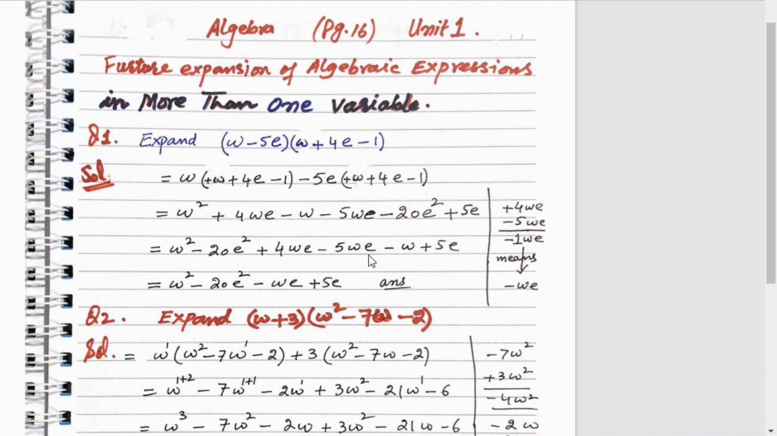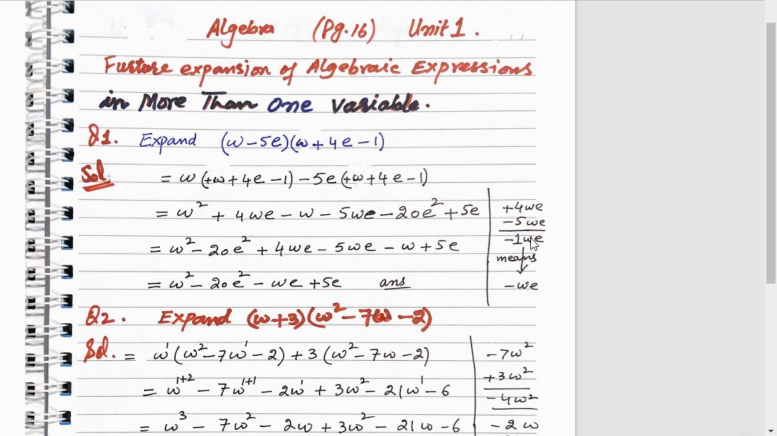Only these two terms with the same variables will be simplified. I have written plus 4we and minus 5we in the rough column. You can see both the terms are bearing different signs. When there are different signs, you know well in mathematics we do subtraction. 5 minus 4 will be 1. The variable will come as it is.